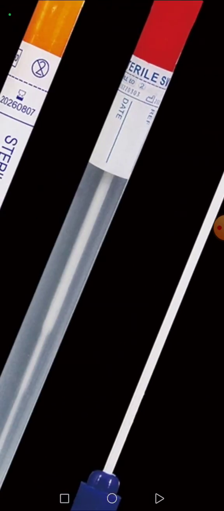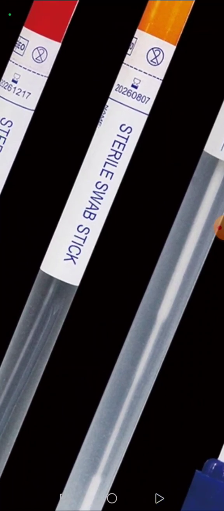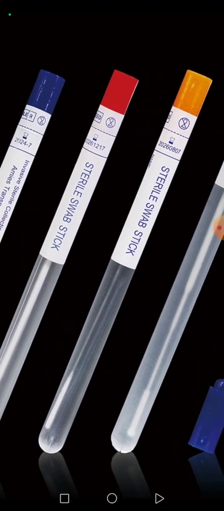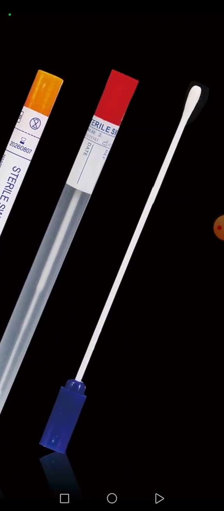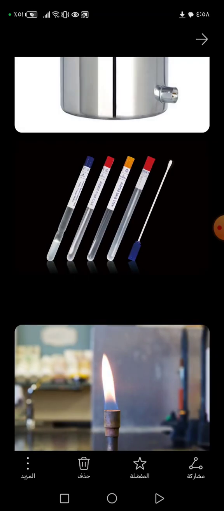Those are called transfer swabs, or sterile swab sticks. Those swabs are sterile, meaning if you touch anything, the bacteria or microorganism will go on the tip of this swab, and you put it in its tube. This is called a sterile or transfer swab.